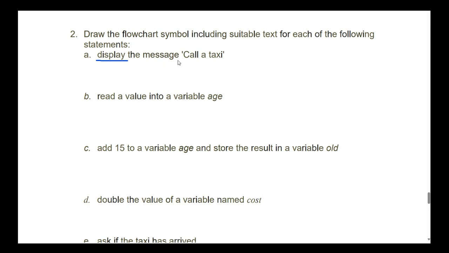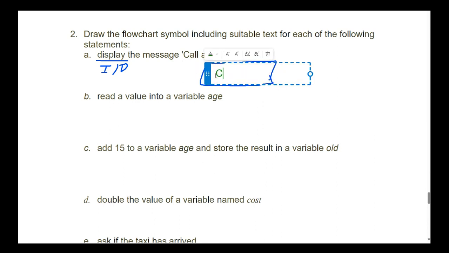Draw the flowchart symbol, including suitable text for each of the following statements. First one, display the message, call a taxi. Display is an input or output option. So it's an output. So we would use the parallelogram, right? And inside of the parallelogram, we'll write call a taxi. Read a value into a variable. Read is an input. So it would be a parallelogram again.